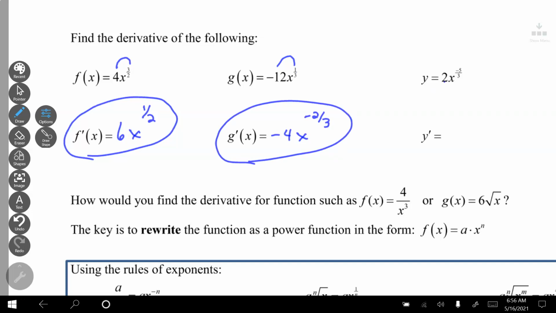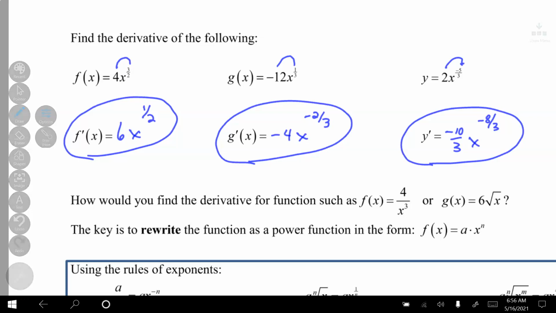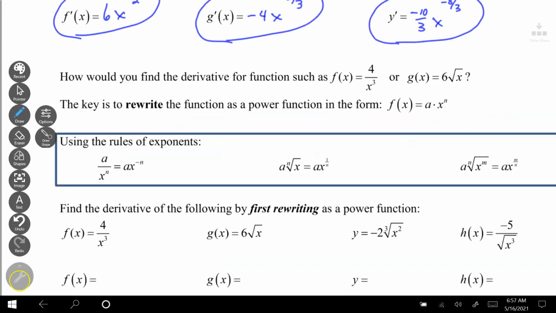And then this last one, well, it doesn't really reduce, so I get negative 10/3. I have x to the negative 5/3 minus 1, which is negative 5 minus 3, which is negative 8 over 3, so y prime is equal to negative 10/3 x to the negative 8/3. That's all it is. Okay, same rule that we did before, what I call the power rule or the shortcut rule. It doesn't change because I had fractional exponents. Coefficient times exponent, and then subtract 1 from the exponent.